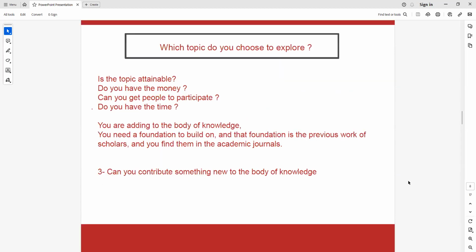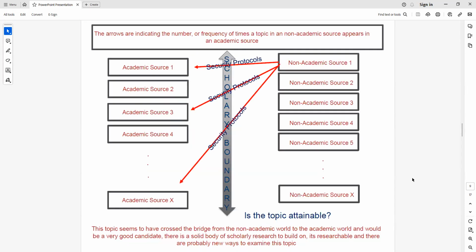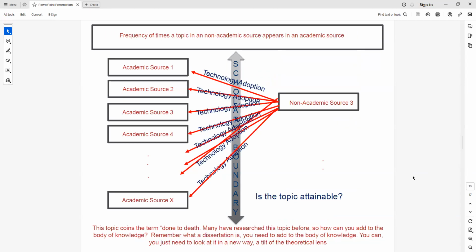Okay, so we go down and we look at this topic attainable. Well, do you have the money? You get people to participate. Do you have the time? From a doctoral point of view, remember you're adding to the body of knowledge. Can you contribute something new? Let's go back to our 3 examples. All right, security protocols. It looks like there is a good amount of information that's in the academic literature. So this could be a good example, a good research topic.